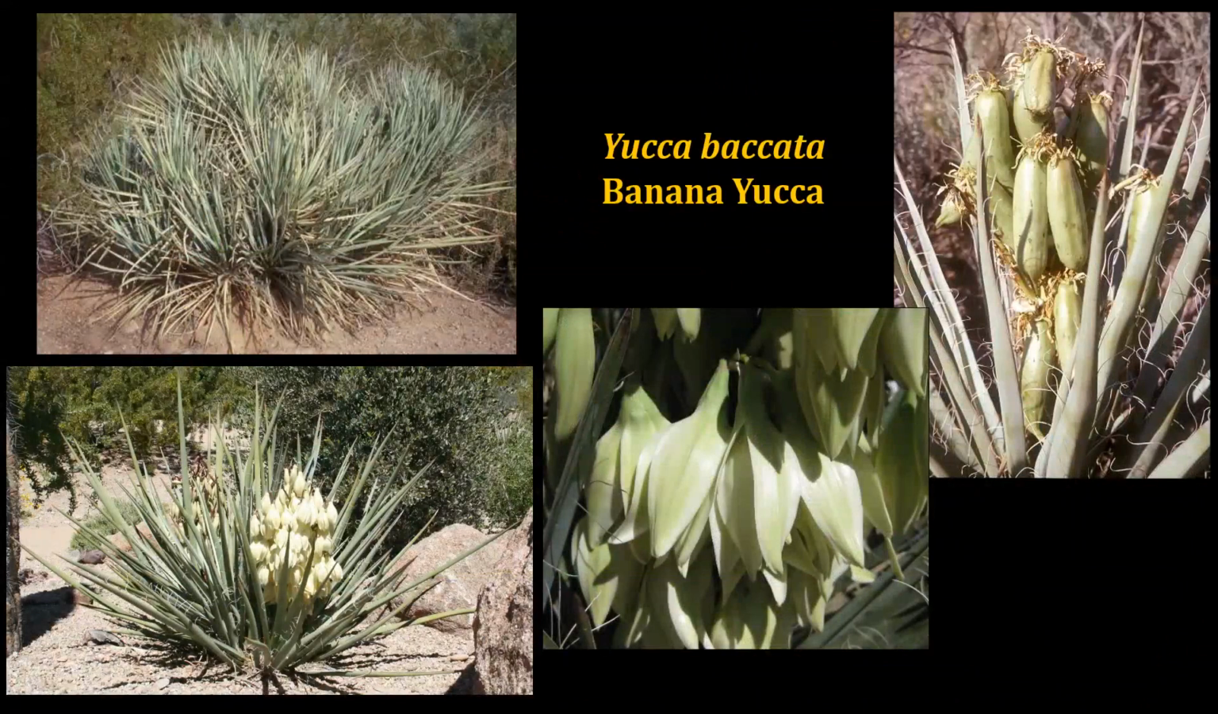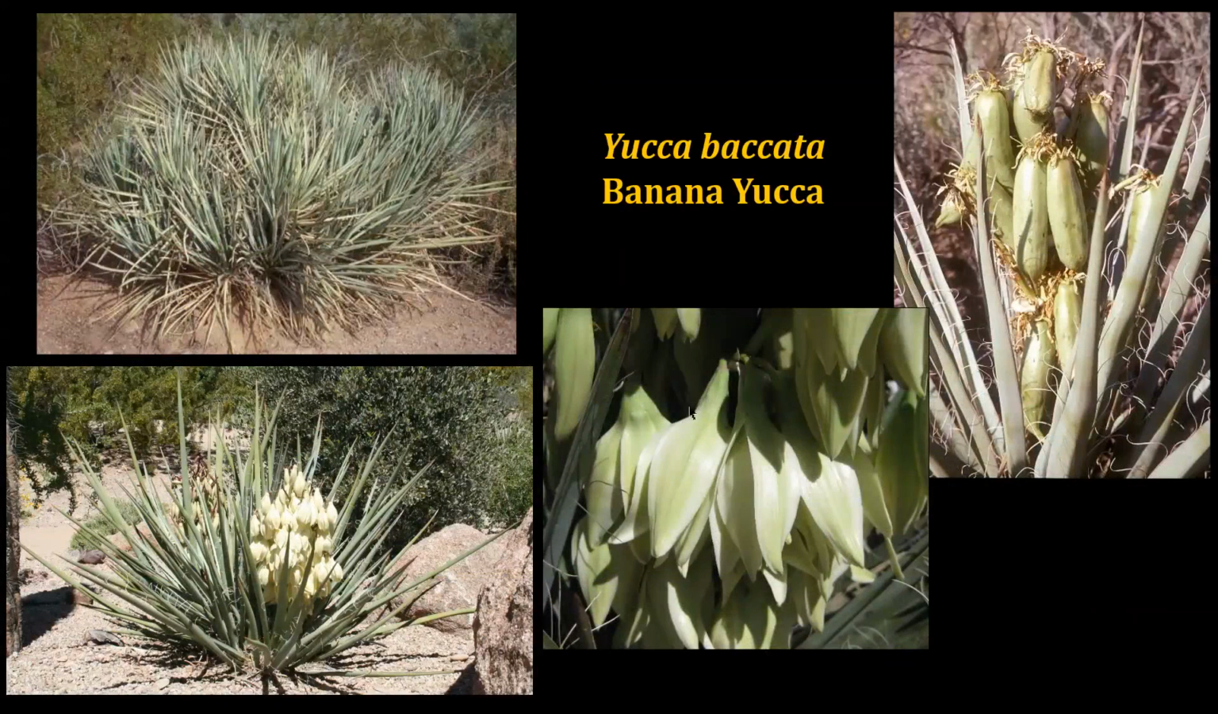And yuccas, there are low growing yuccas. A lot of them will, with age, form bunches. They'll develop additional stems as they age. The banana yucca develops fleshy fruits. Most of the yuccas develop what we call a dry capsule. This is fleshy and it's actually edible.